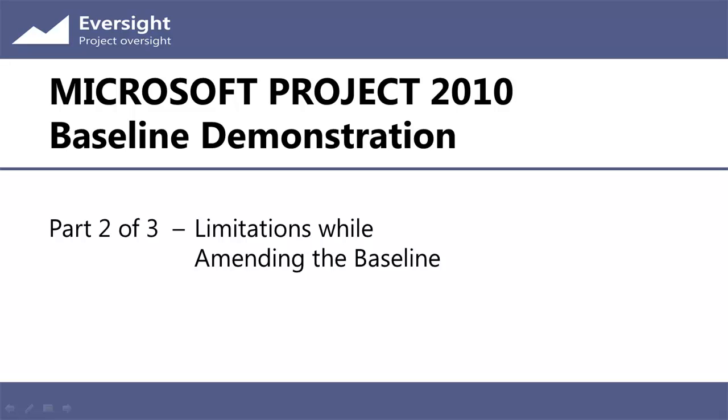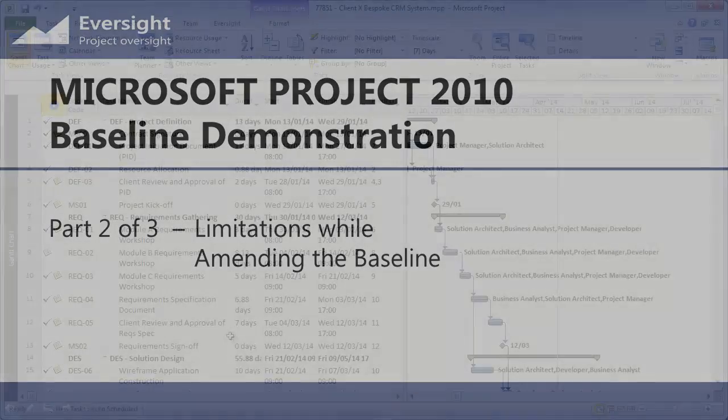Welcome to the second video in our three-part series about Microsoft Project's baseline functionality. In the previous video, we took a schedule which had been prepared to the point that the project manager and his team were ready to commit to it as the baseline which their performance would be measured against. Fast forward a couple of months into the project, and things have now moved on.